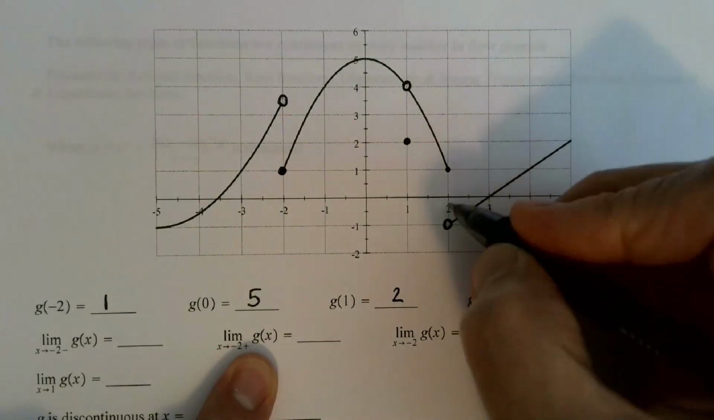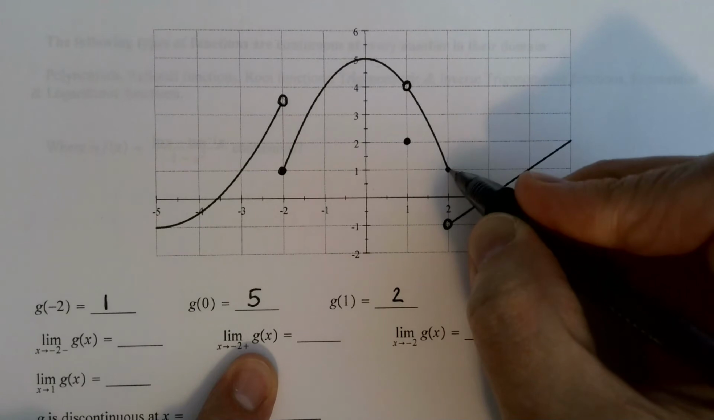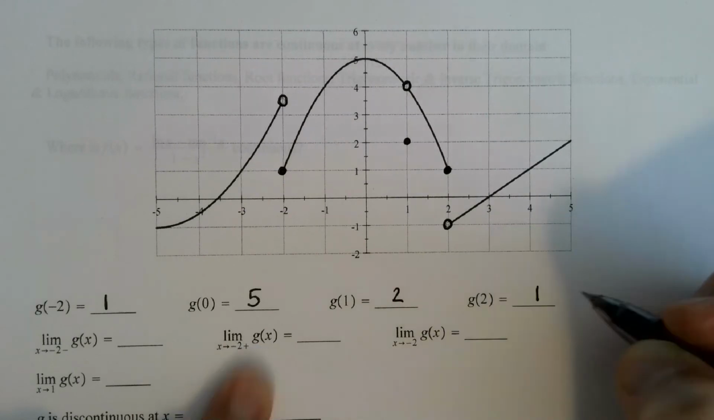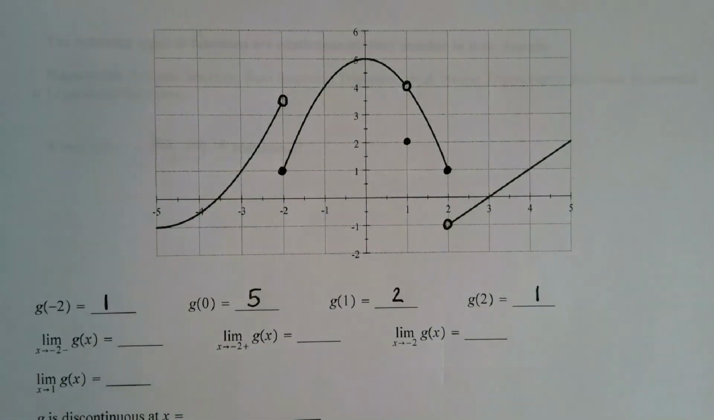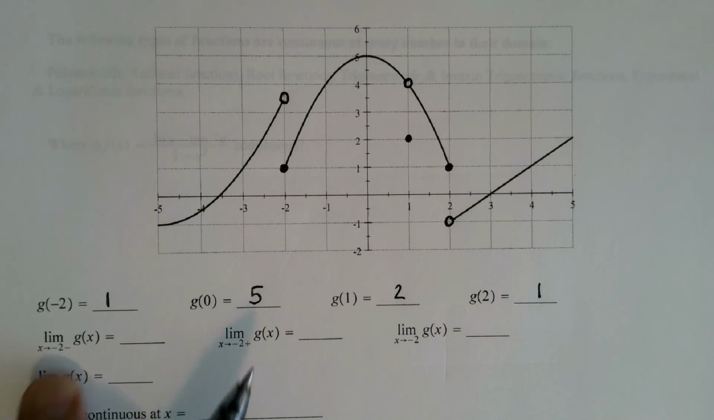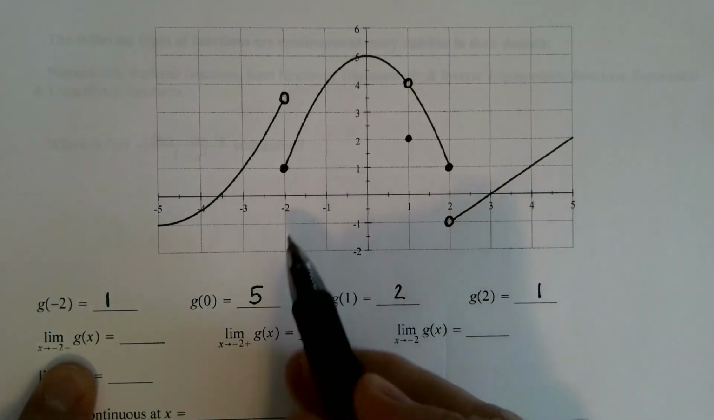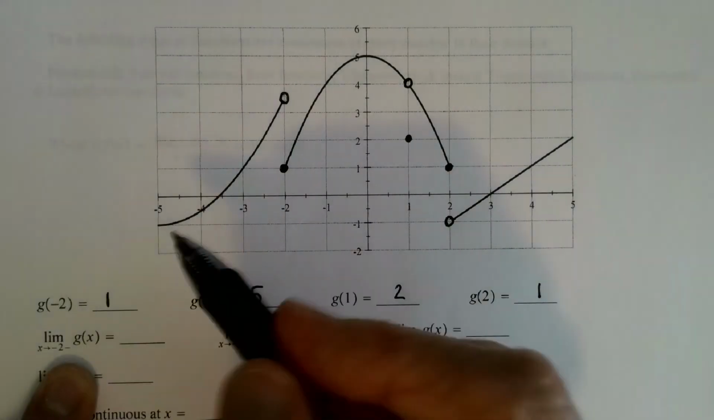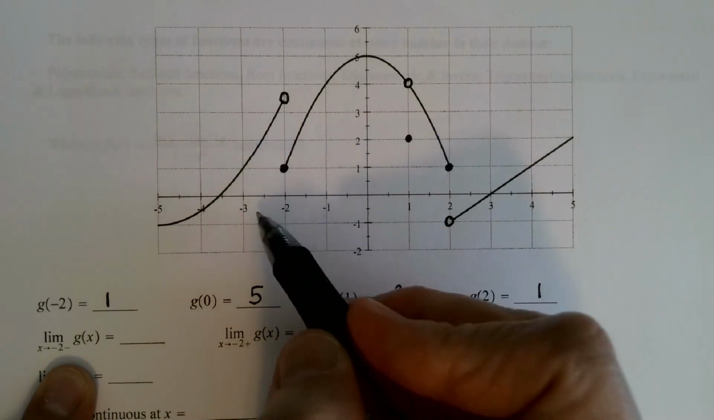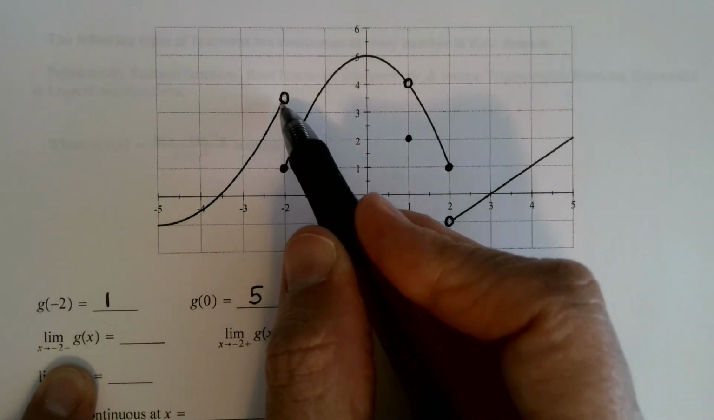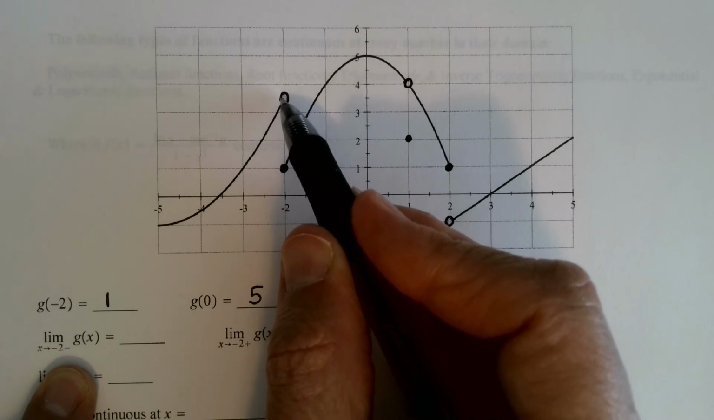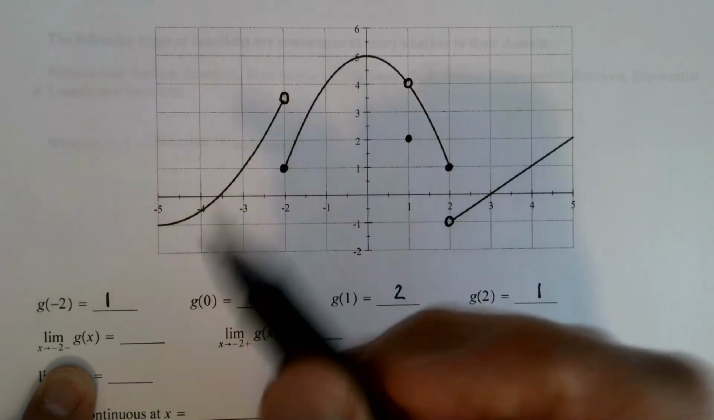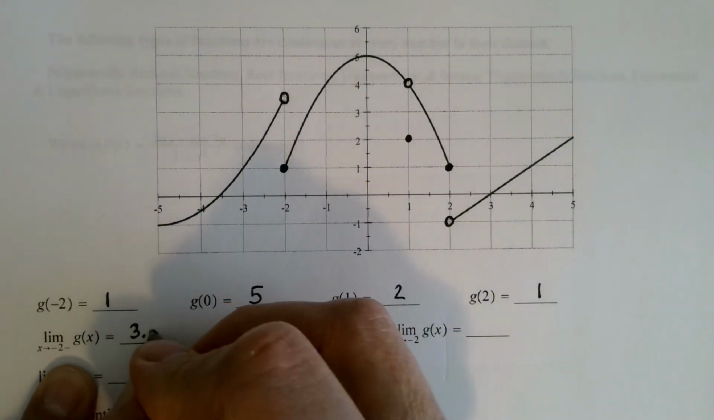What is g of 2? Where do we go? To the point right here, which has a y coordinate of 1. Okay? So that's pre-calculus. What about limits? What's the limit as we approach negative 2 from the negative side? So here's negative 2. We're approaching it from the negative side or from the left. So we're on this curve. As we get closer and closer to x equal negative 2, where are we going? We're going to that hole, which has a y coordinate of about maybe 3.5. So that appears to be 3.5.